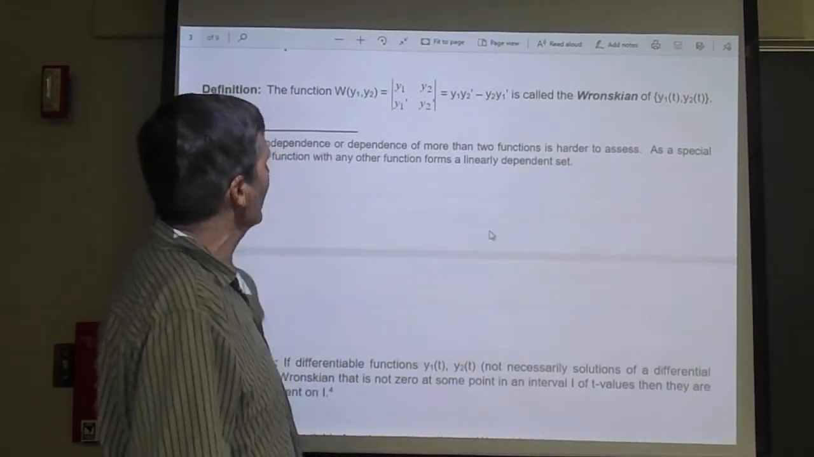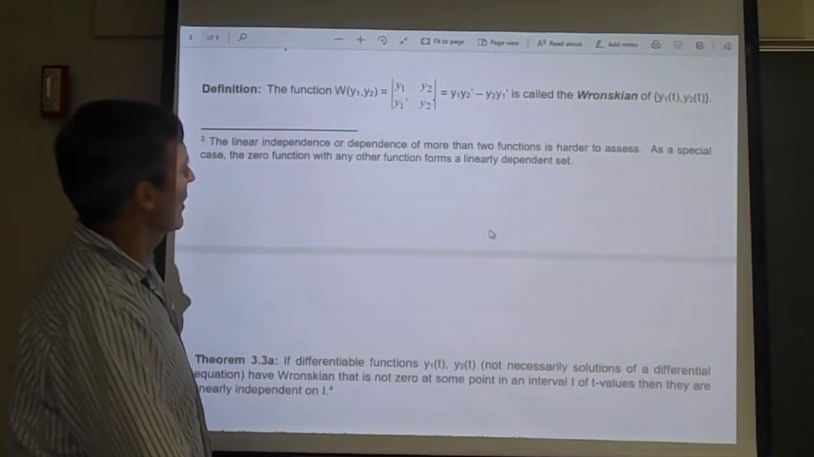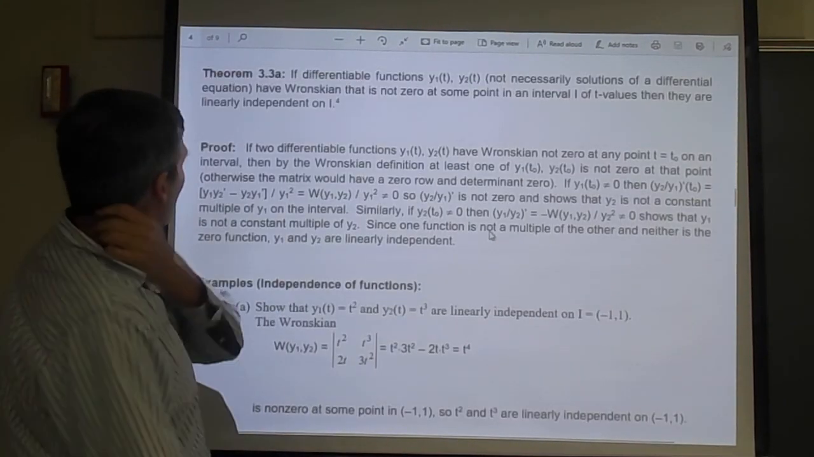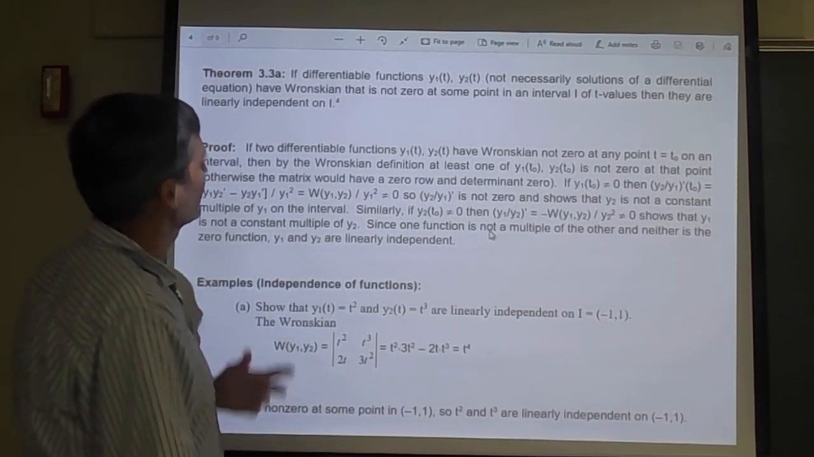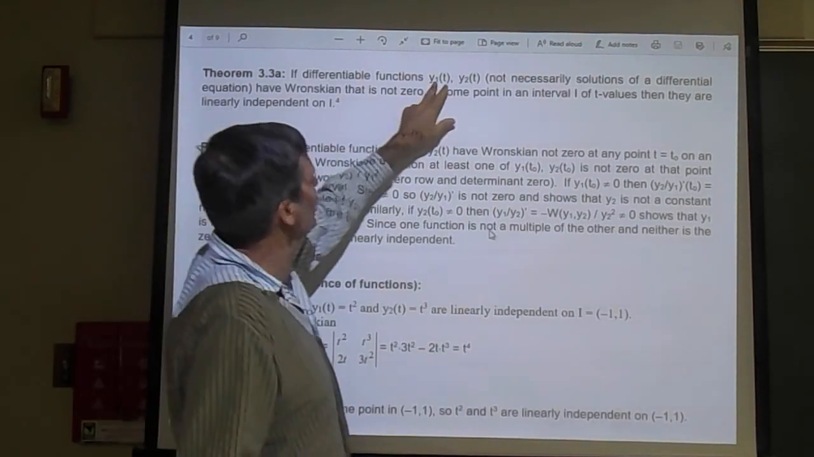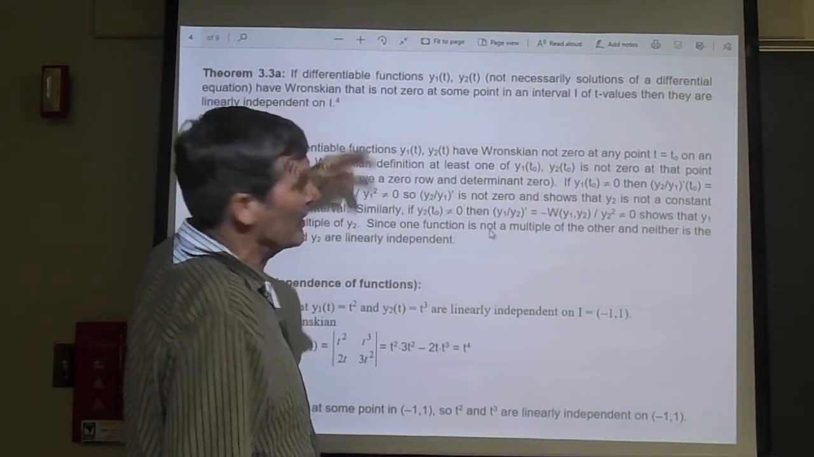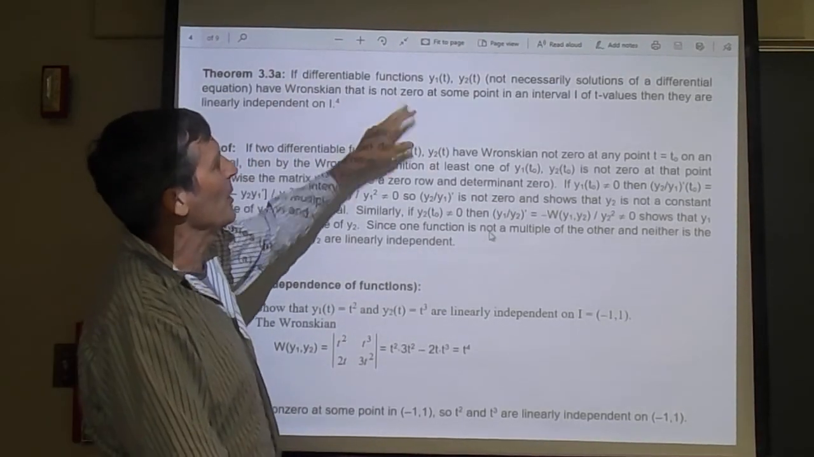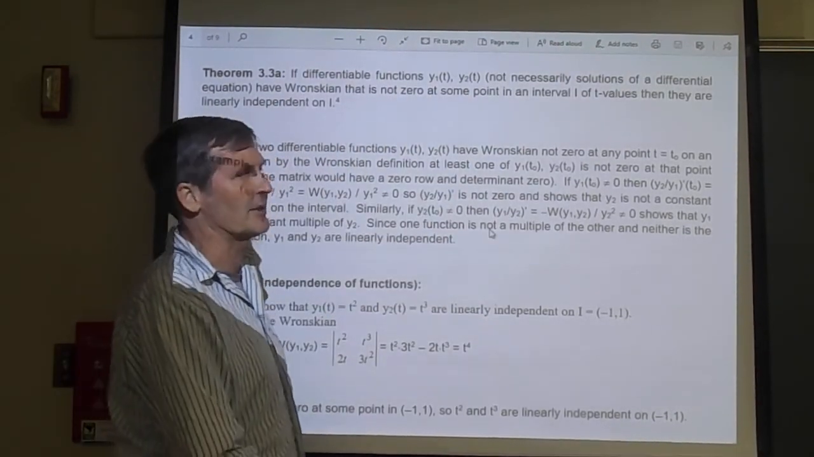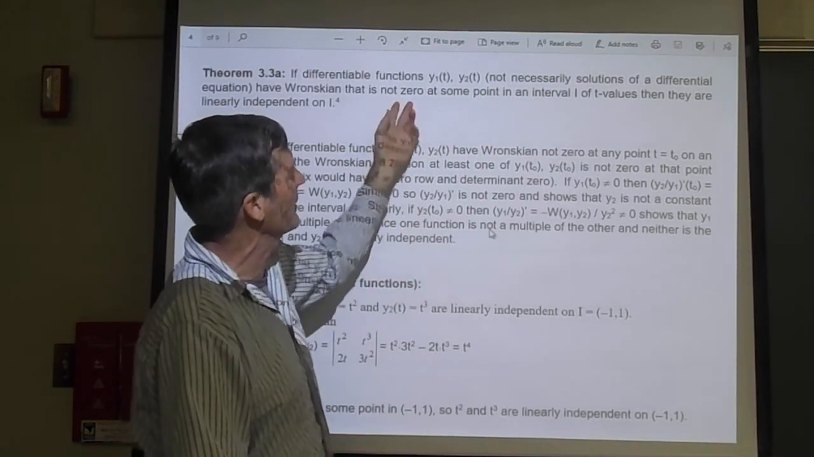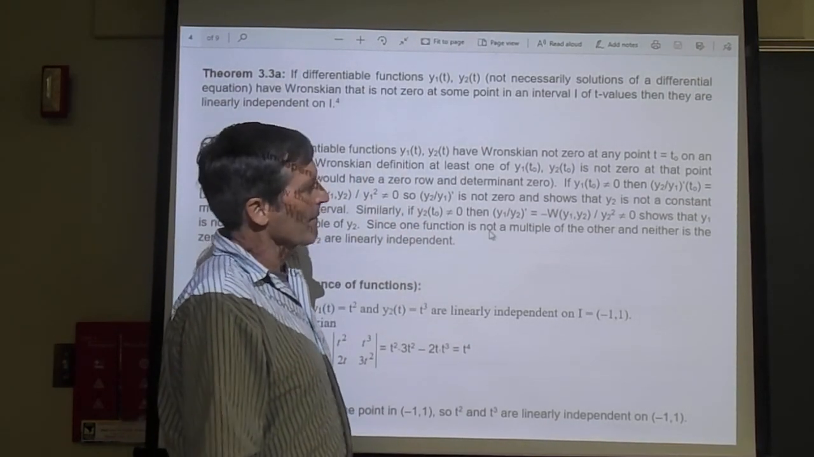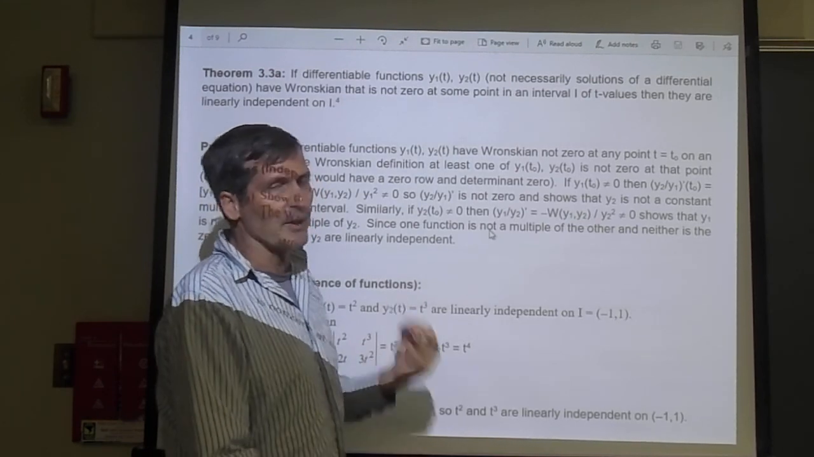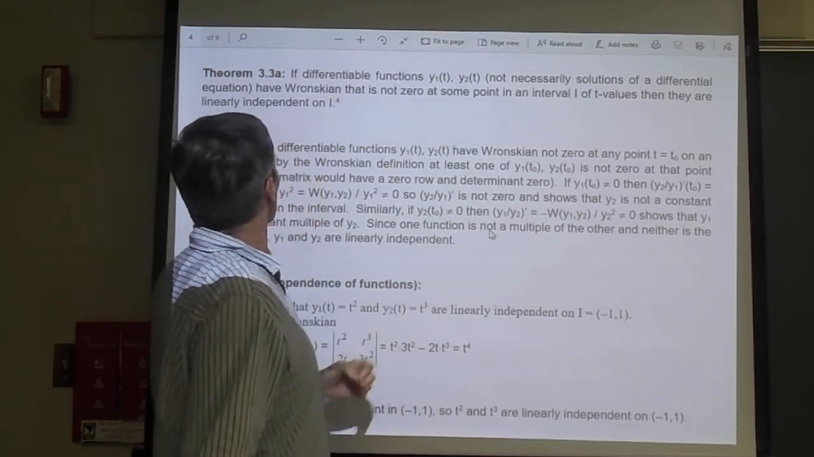And if that is not equal to 0 at some point in the interval, there's this nice theorem that says, let's first say that if you have two differentiable functions, not necessarily solutions of the differential equation, and the Wronskian is not zero at some point, they're automatically independent. So if you just take that determinant and find some t for which the Wronskian isn't zero, then you know they're independent. But it's even stronger than that.